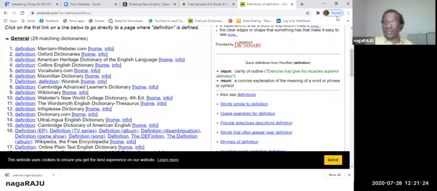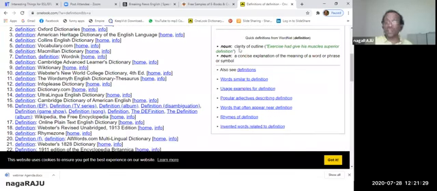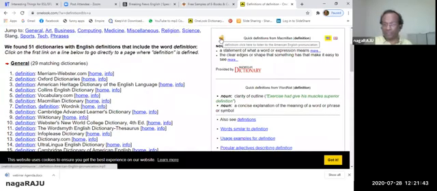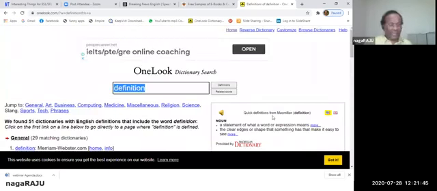Similarly, out of these 29, the Macmillan dictionary meaning is already given here. Definition means clarity of outline. As a noun, it means a concise explanation of the meaning of a word or a phrase or a symbol. So the meaning is here. Then there is another meaning here. There is its pronunciation here. Everything here. This is not the end of it.